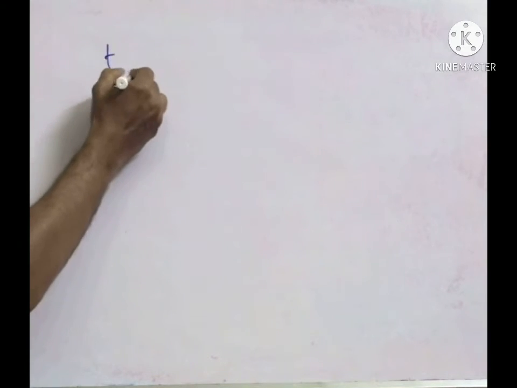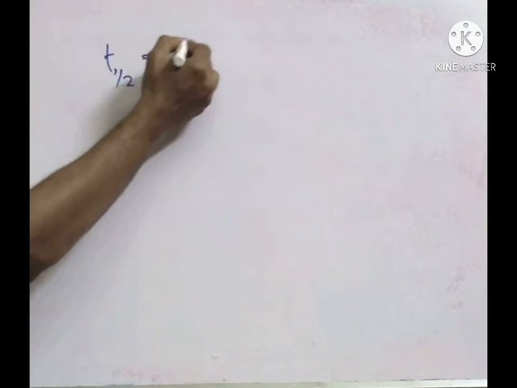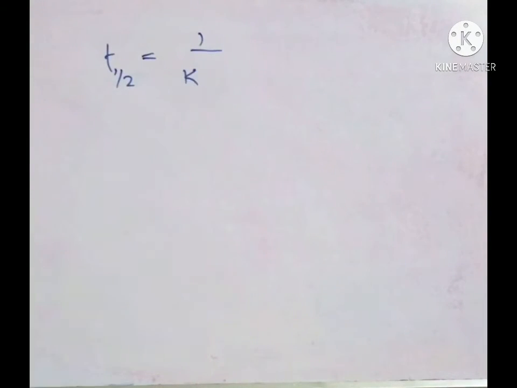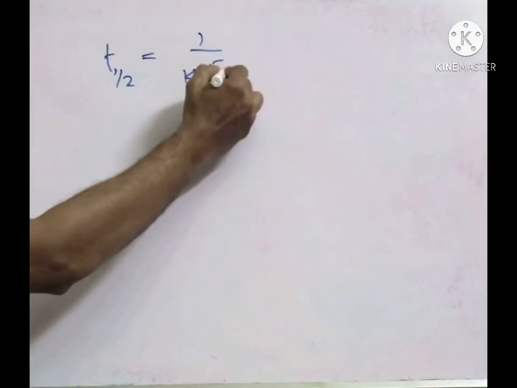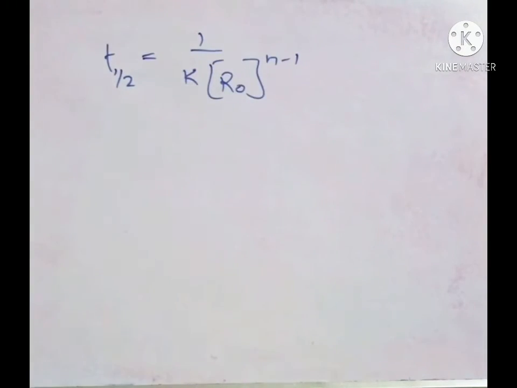Generally, we will write the half-life of a reaction as T1/2. T1/2 equals 1/K, that is the rate constant, into the initial concentration to the power of order minus 1, that is n-1. So generally we can use this equation to find the half-life for each order of reaction.